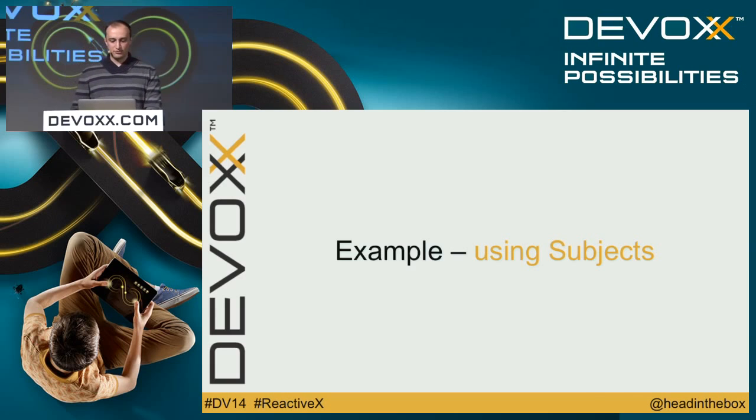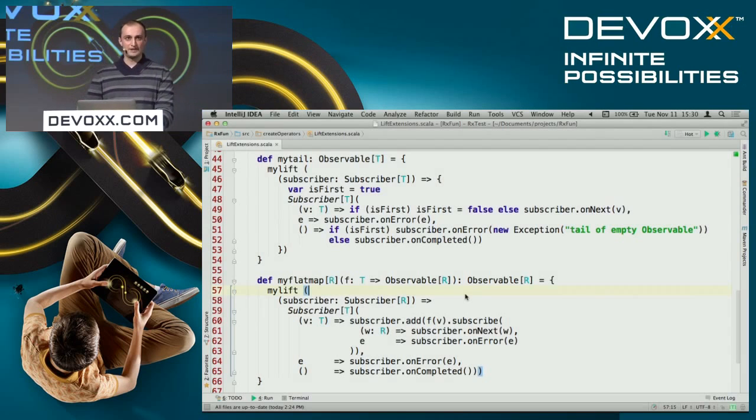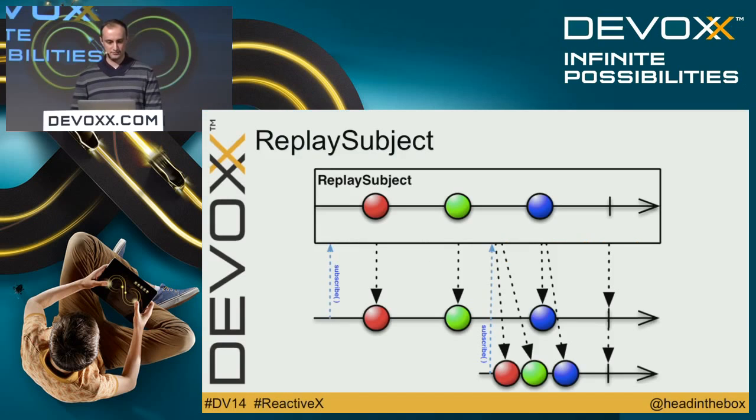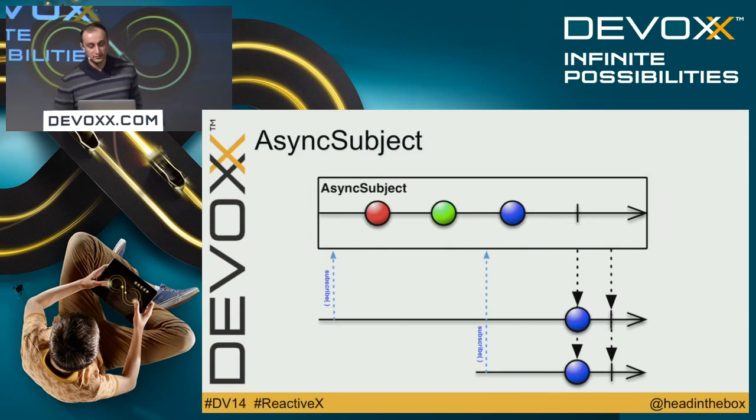So let's look at an example in code of subjects. Yes? Can you go back to the async one? Yes. So suppose the async itself emits only one thing. Yes. So is it then my intuition right that the subject is for the observable a little bit like a promise is for a future?